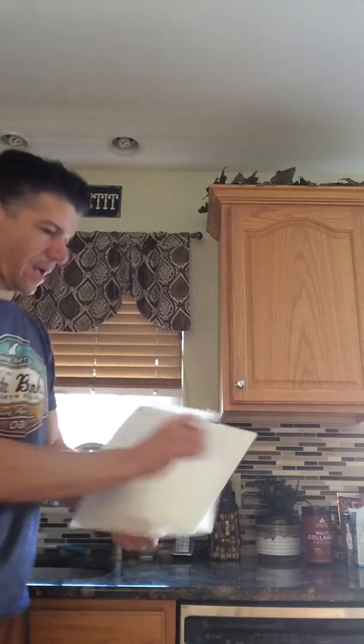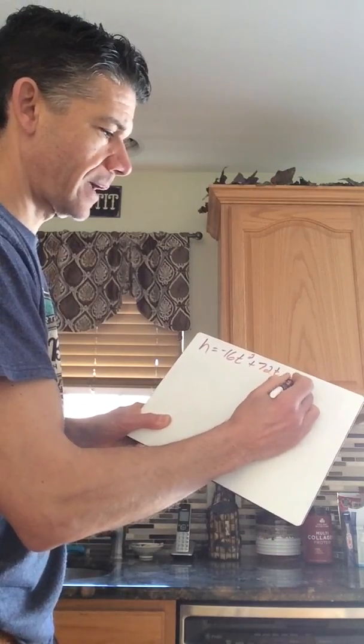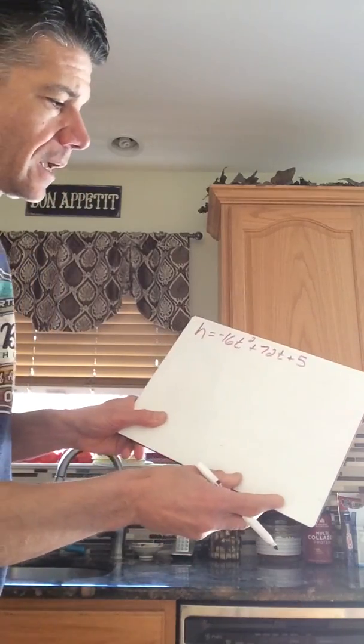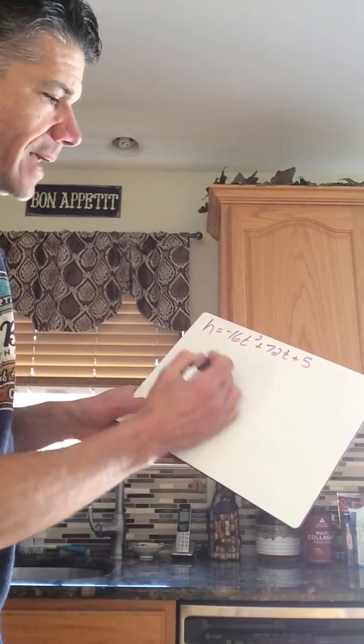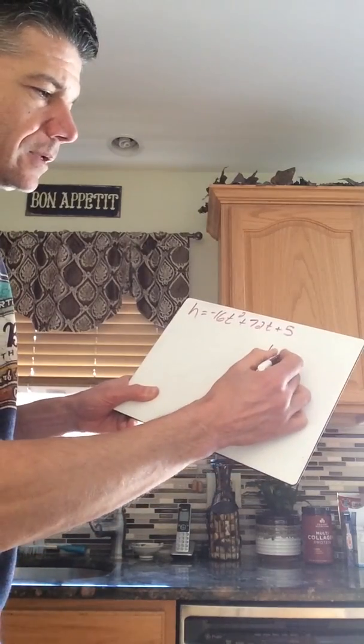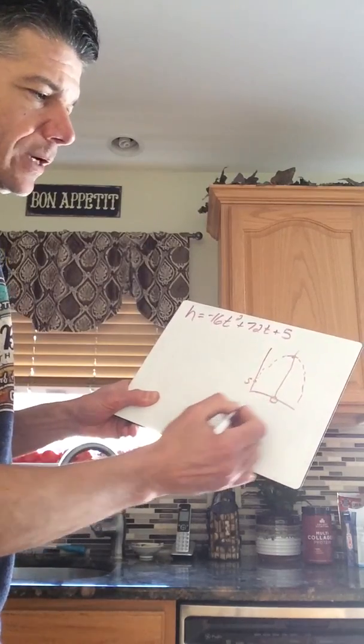All right, so if I start out with that information in my quadratic, my vertical motion model, h is going to equal negative 16t squared plus our initial velocity, 72t, plus our initial height of 5. Okay, so there's what I'm working with. If I want to find the time it takes to get to the max height, think about that. I'm going to start at 5, go up, get to a max height, and come back down. So I want to know this time right here.